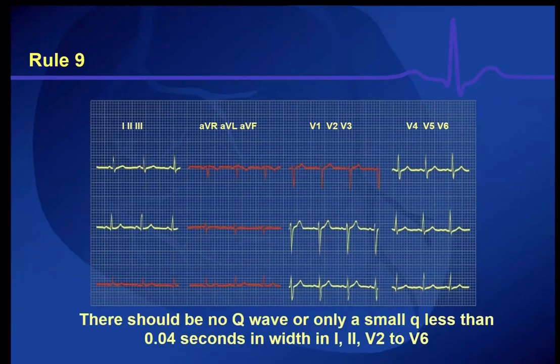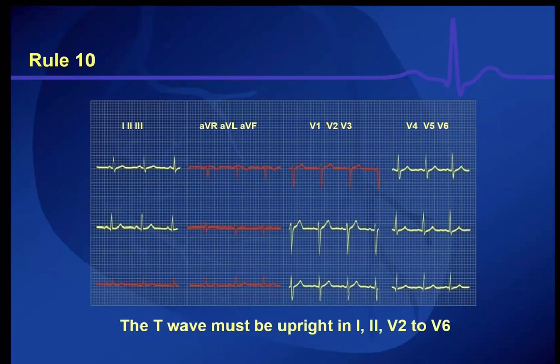Rule number 9 speaks about the absence of Q waves on a normal ECG. In a normal ECG, we should not see a Q wave, or we shouldn't see it more than 1 millimeter deep. And the final rule for a normal ECG speaks about the T wave. It should be dominantly upright. So these are the rules of how to read a normal ECG. And I stop here.